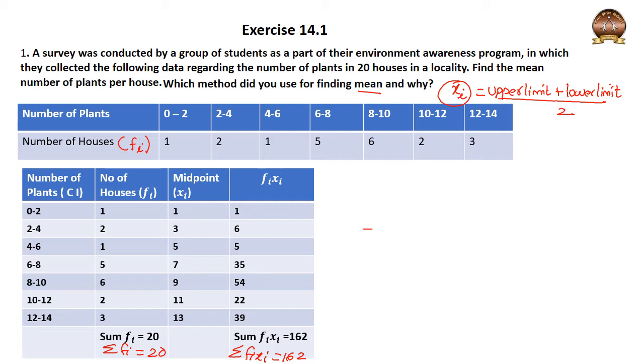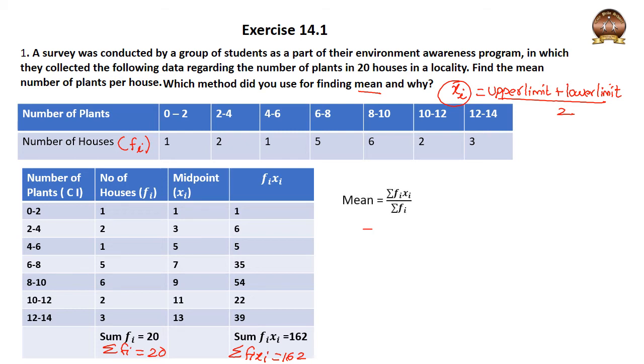The next column is fixi, where we multiply fi into xi. So 1 into 1 is 1, 2 into 3 is 6, 1 into 5 is 5, 5 sevens are 35, 6 nines are 54, 2 elevens are 22, 3 into 13 is 39. We find the sum, summation fixi, which we write symbolically, that is 162. Similarly summation fi is 20. So when we sum up we get 20, and here we got 162.